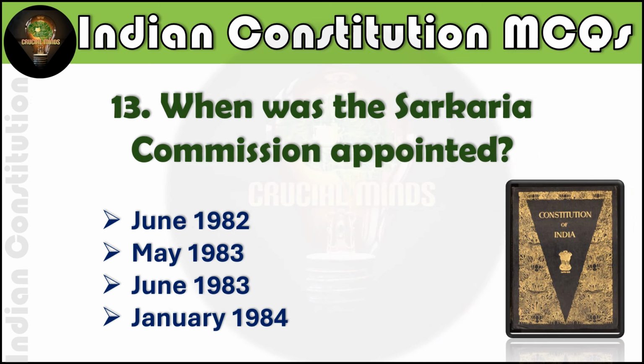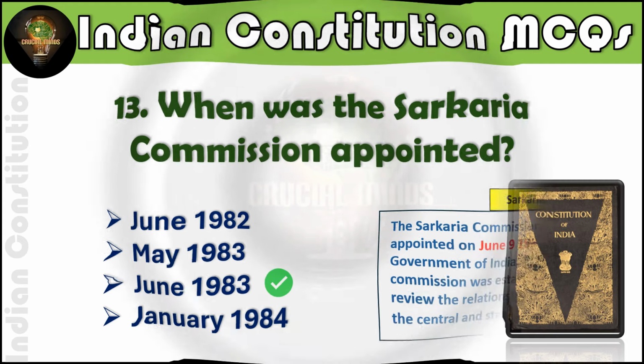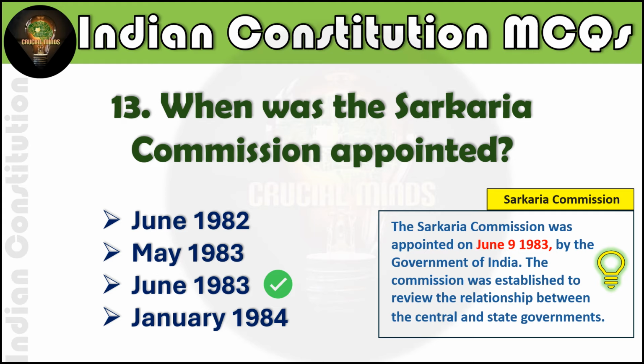Question number 13. When was the Sarkaria Commission appointed? The answer is June 1983. Explanation: the Sarkaria Commission was appointed on June 9, 1983, by the Government of India. The commission was established to review the relationship between the central and state governments.